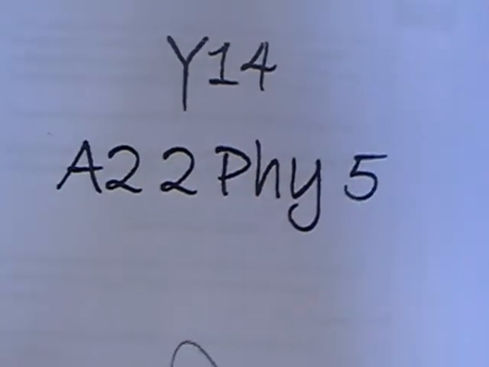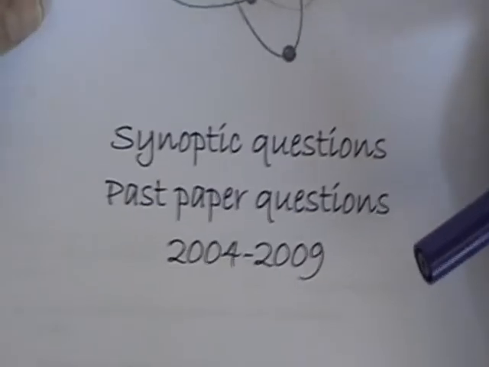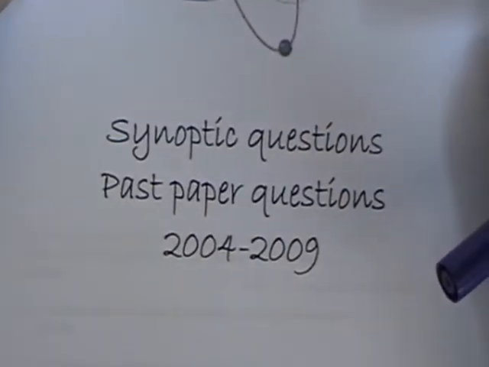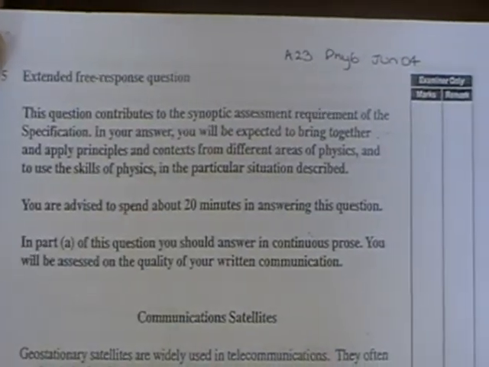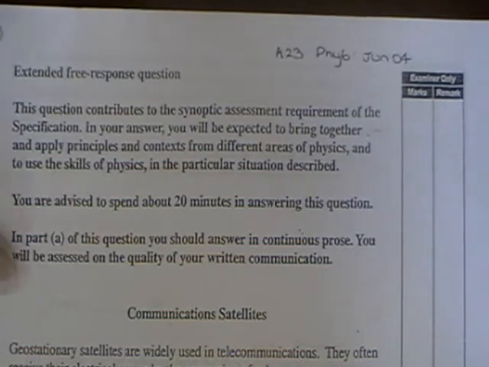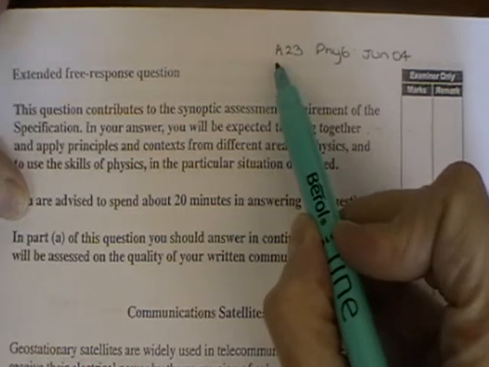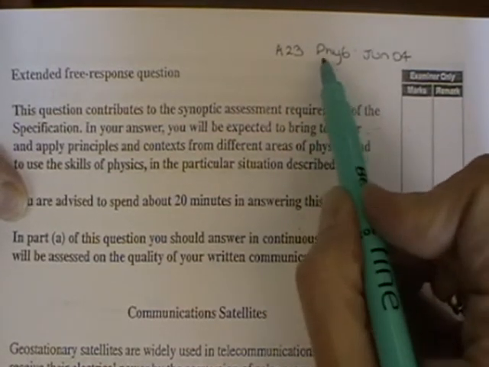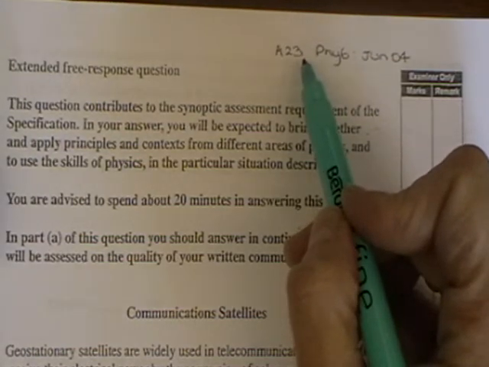This is Year 14, A22 Physics 5. The synoptic questions. These are past paper solutions from 2004 to 2009. Okay, this is June 04, A23, so it was from the previous years in the old spec. The paper was called A23, and it was Physics 6, and this was the 3B paper.